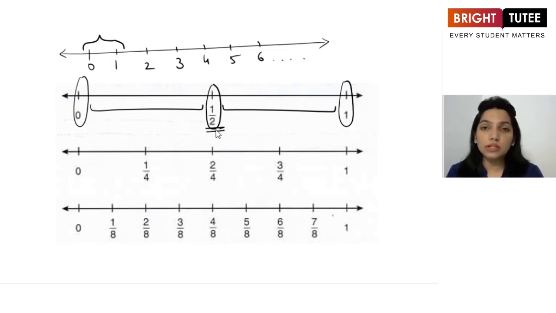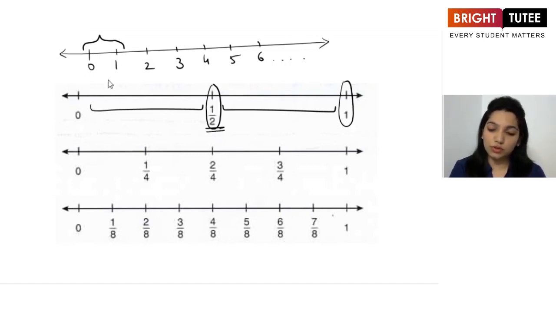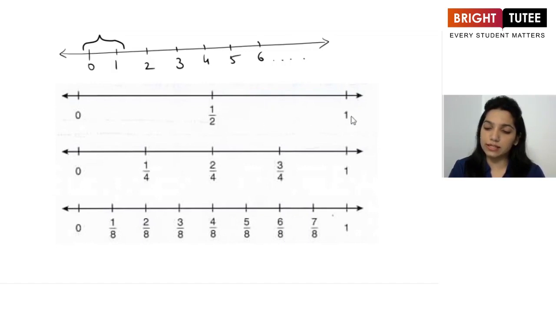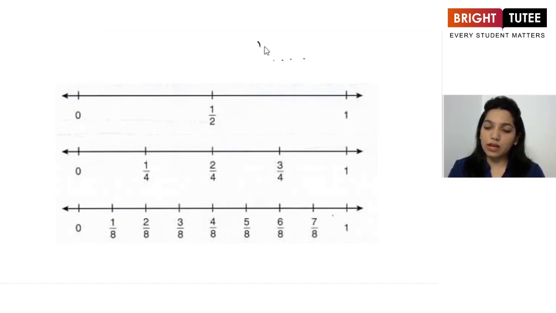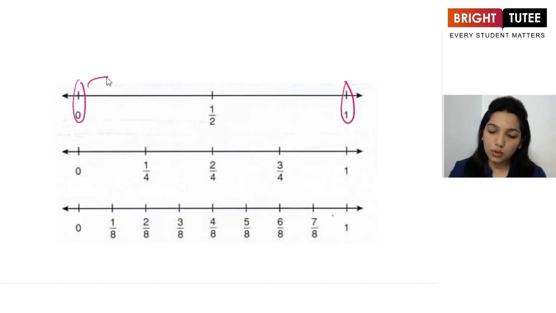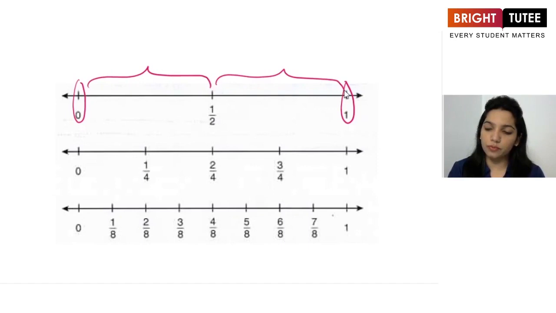So how many total divisions do you see from 0 to 1? We see total 2 divisions. Let's clear this all and let's see it again. Now look again, between 0 and 1, how many total divisions do we see? We see 1 and 2. So we write 2 as the denominator. I hope you remember what is numerator and what is denominator, right?